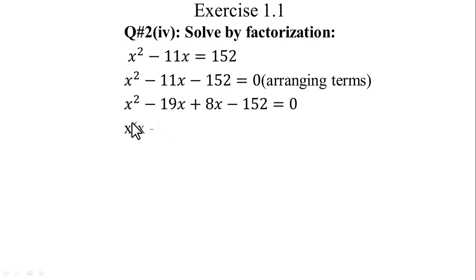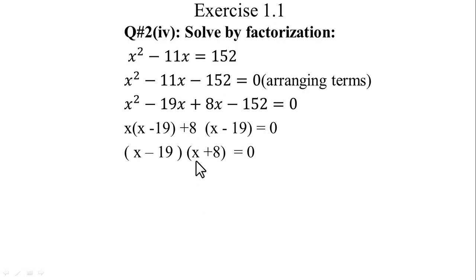Now taking x common in the first two terms, remaining x minus 19. Sign is plus, and here 8 and 152, 152 is a multiple of 8. So taking 8 common, then x minus 19 is the remaining term. So here we can see that x minus 19 is common in both terms. Then x minus 19 into x plus 8 is equal to 0.